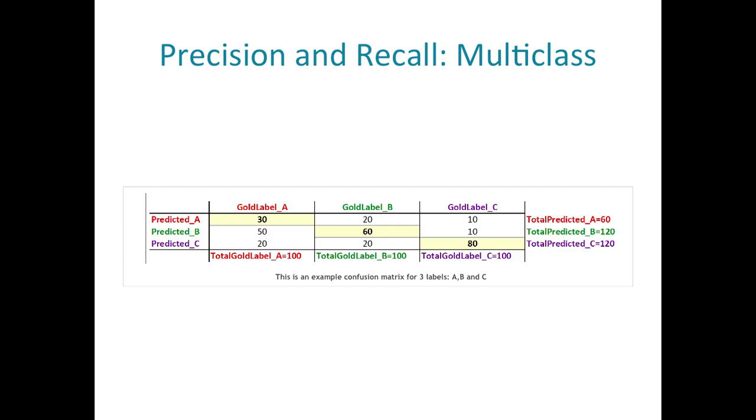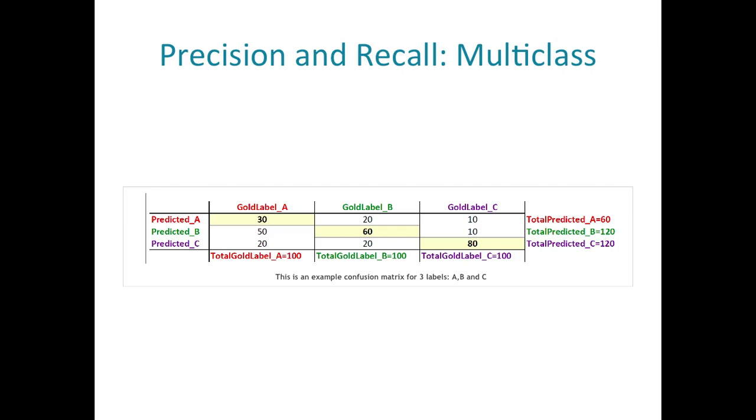What we see here is a scenario in which, of the total gold labels A that we have, which are 100, we can predict 30 of them as being A. We can predict 60 samples that have label B as being B, and we can predict 80 samples that have label C as being C. Looking at the diagonal of this confusion matrix, we can say that this classifier is doing really well for label C, because we are able to predict most of the cases that actually have label C. But we are not doing so well for labels B and A.